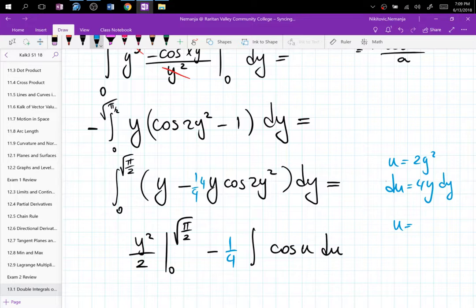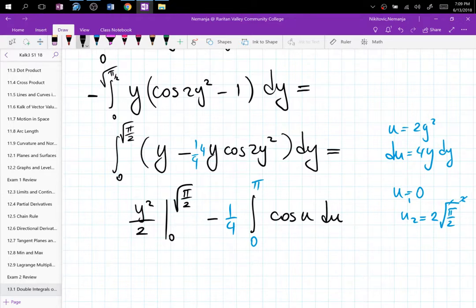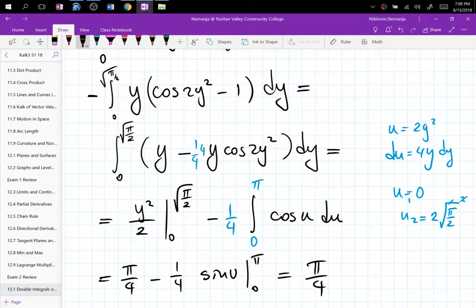And I have to deal with limits. So lower limit was 0, so lower limit remains 0. And the upper limit is 2 times the square root of pi over 2 squared. This just is pi. Okay? That was the next step. So now when I plug in pi over 2, I get pi over 4 over here. Square kills the root, and then pi over 2 divided by 2, half of pi over 2 is a quarter. Minus 1/4, integral of cosine is sine, so sine u from 0 to pi. That's all 0, and the answer is pi over 4.